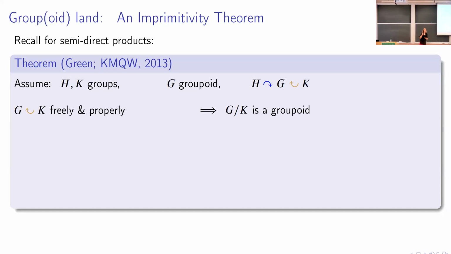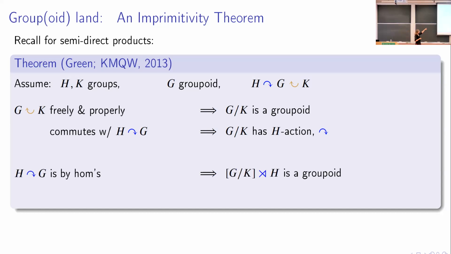If the action of K on G is free and proper, then the quotient by that action is actually also a topological groupoid. So freeness you need for the algebra to make sense, and properness you need for the topology to make sense. If that action of K commutes with the action of H, then the quotient actually also has an action of H. And if that action is by homomorphisms, the original action, then so is this new action on the quotient, and we can look at the semi-direct product.